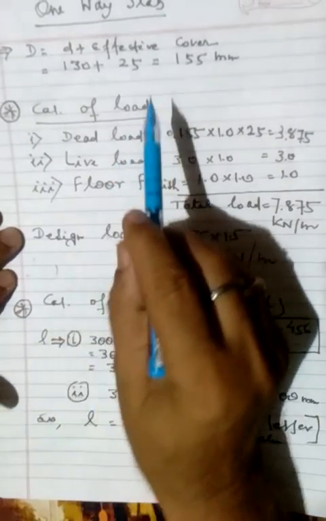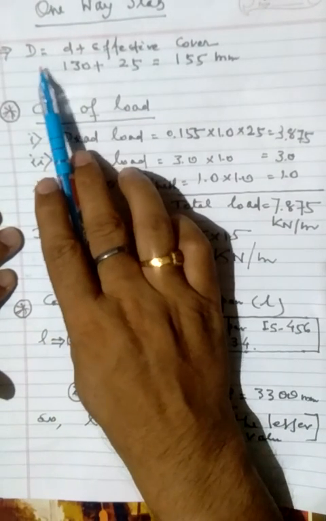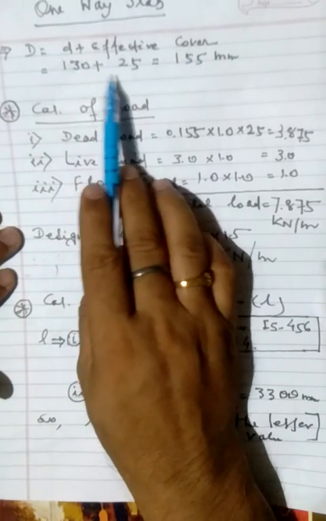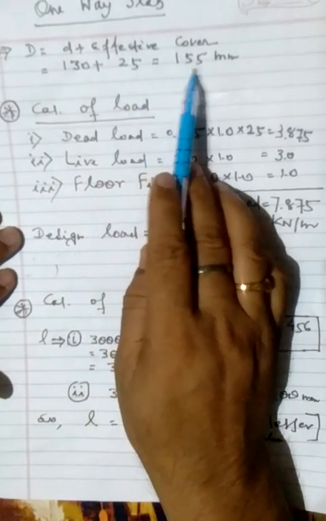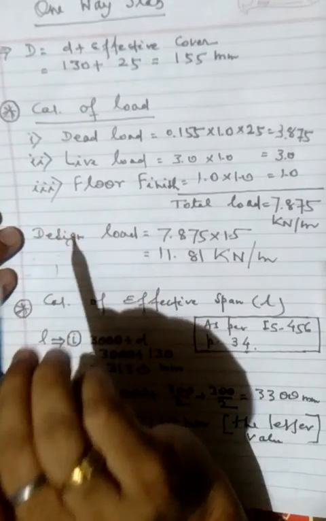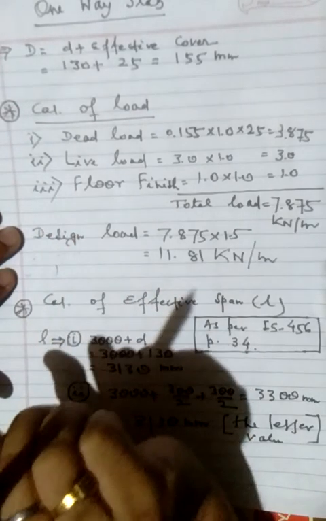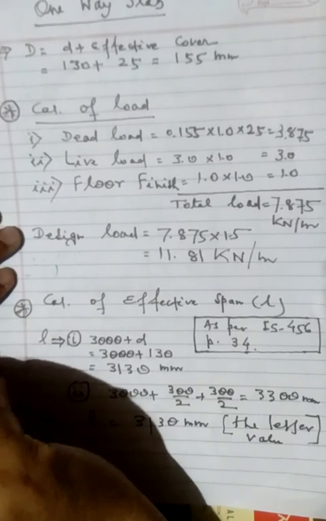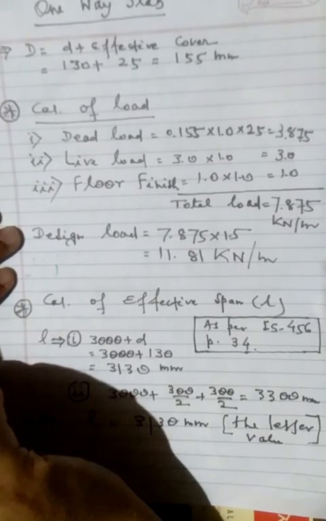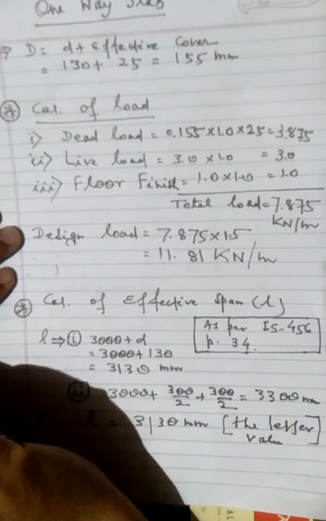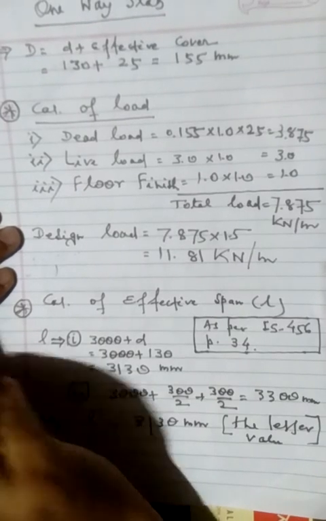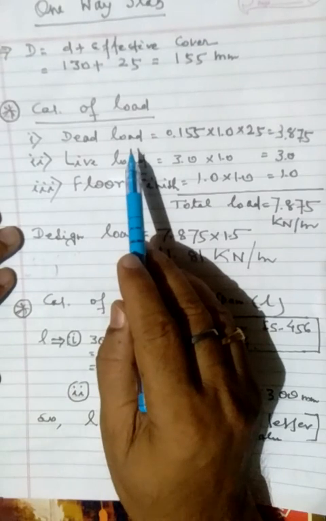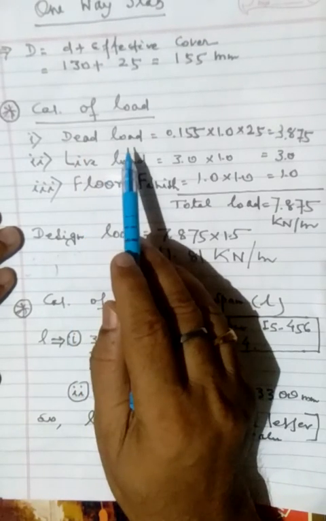So we got capital D, that is the overall depth of the slab, small d plus effective cover, that is 130 plus 25, 155 millimeter. So we got the total depth of the slab. By knowing the total depth of the slab, now we can calculate the total load which the slab is supposed to resist. Because the slab is having its own RCC material, so its dead load is there.